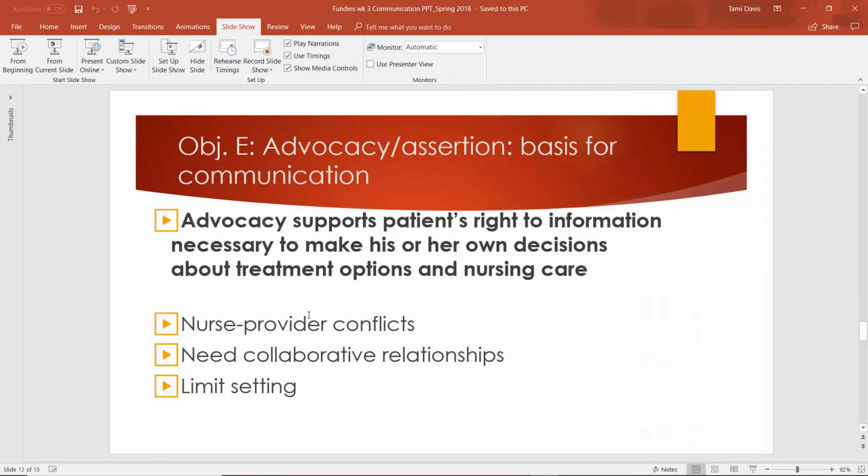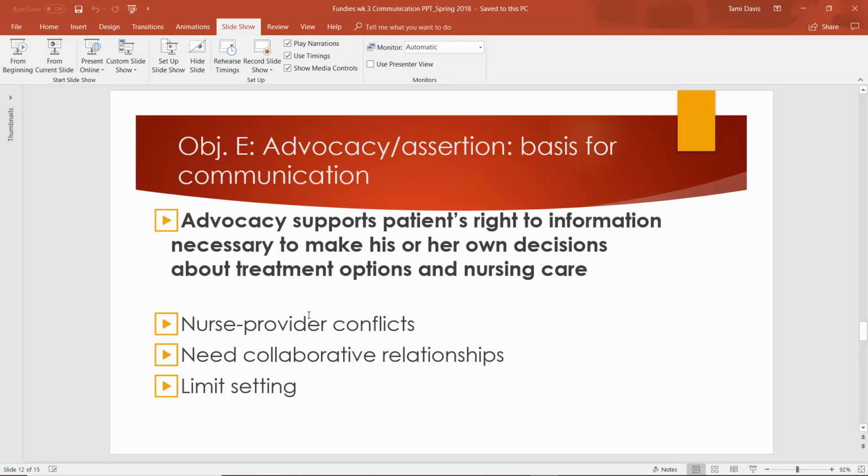A primary nursing role also is to advocate for our patients. And sometimes this conflicts with the provider viewpoints, and that's okay. We just need to make sure that we have collaborative relationships with those providers and that we can discuss what the patient maybe needs or wants with that provider.